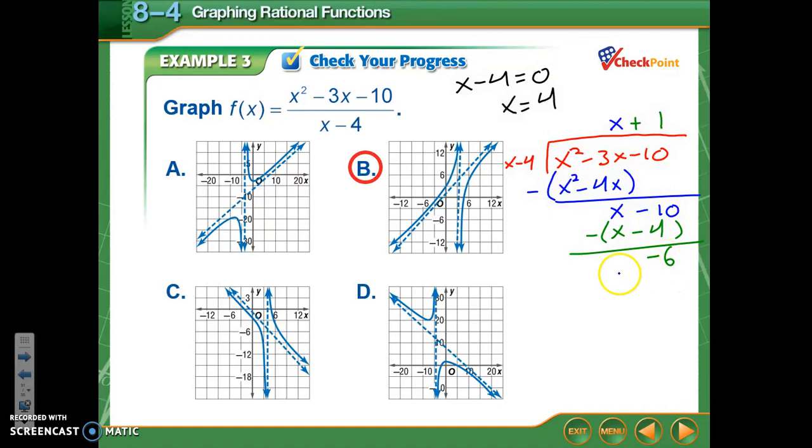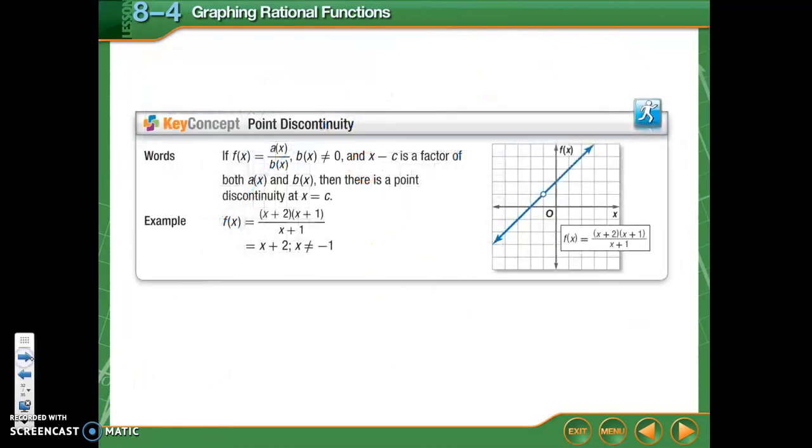We get a remainder of negative 6, but remember our oblique asymptote is our quotient, x plus 1, without the remainder. So y equals x plus 1. Y-intercept of 1, slope of 1 is my oblique asymptote. X equals 4 is my vertical asymptote. And then you should have used a table of values with x values on either side of 4 to get the shape.